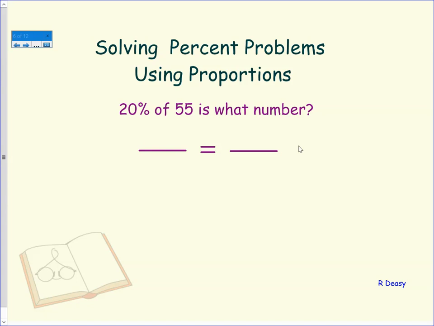Alright, so he got A equals 11. Do y'all agree with that? Yeah. Perfect. Good job. Alright, you can have a seat.